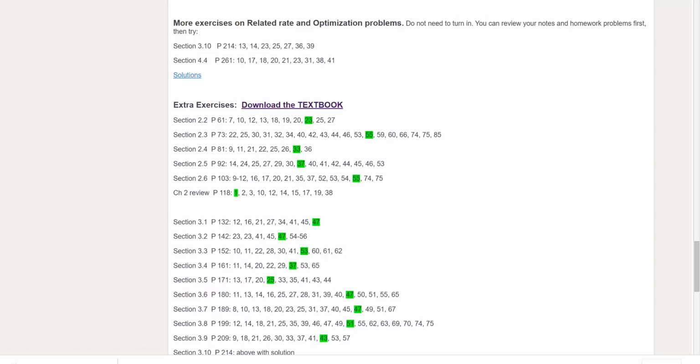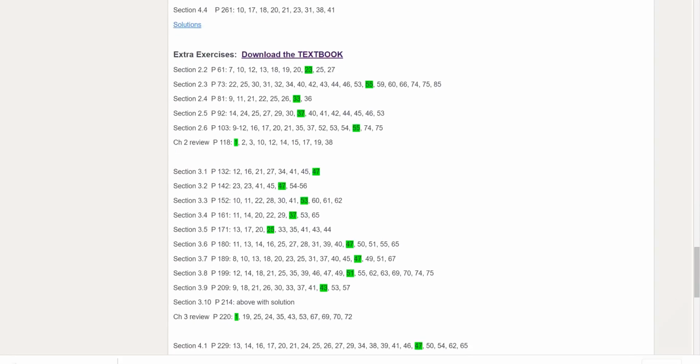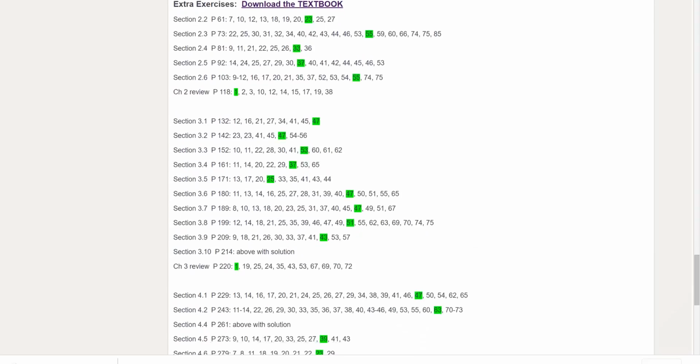Here are some extra exercises from your textbook, and I also provide you the link to download the textbook, especially for those of you who are not at school. You can download it from this web. Here are the exercises for chapter 3. The green color problems are the true or false questions. Please try to do those problems after you finish your homework. More exercises are great.